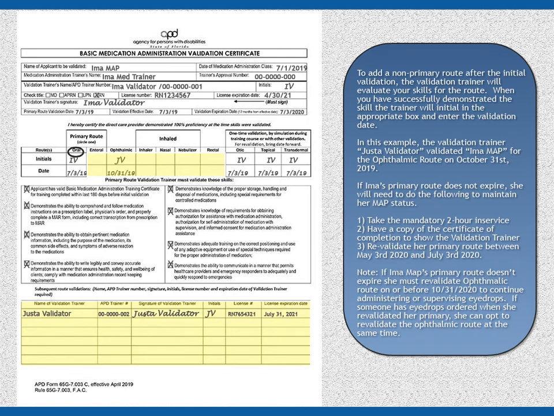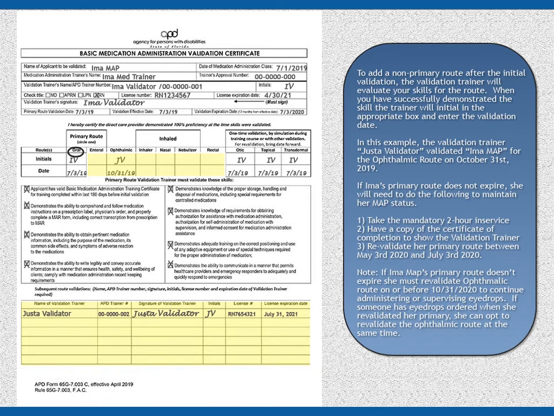To add a non-primary route after the initial validation, the validation trainer will evaluate your skills for the route. When you have successfully demonstrated the skill, the trainer will initial the appropriate box and enter the validation date. In this example, the validation trainer validated Ima MAP for the ophthalmic route on October 31, 2019. If Ima's primary route does not expire, she will need to do the following to maintain her MAP status.